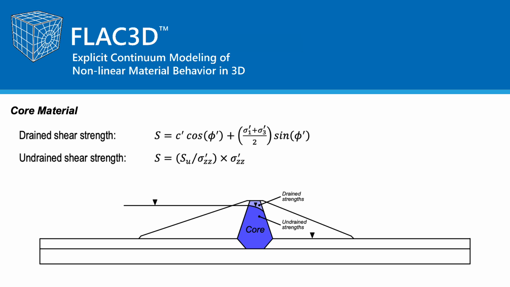The undrained shear strength of the core is S equals the undrained strength ratio times the vertical effective stress. Note that the shear strength S will be equal to the cohesion parameter in the Mohr-Coulomb model and would be calculated zone by zone based on the pre-earthquake state of stress. Correspondingly, the friction angle parameter in the Mohr-Coulomb model is set to 0.